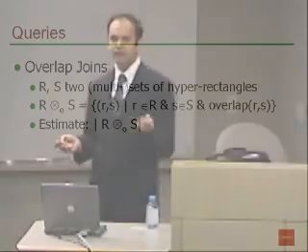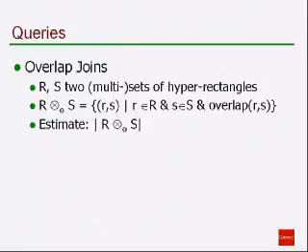Okay. So we'll assume that our domain is a d-dimensional space N^d, where N is some finite ordered set, say the set of all 32-bit integers or the set of all 64-bit floating point numbers. So what are the queries that we're interested in? The main query that we're going to focus on in this talk is estimating the cardinality of overlap joins. Basically, if you're given two multi-sets of hyperrectangles R and S, you're interested in estimating how many pairs of hyperrectangles overlap each other.